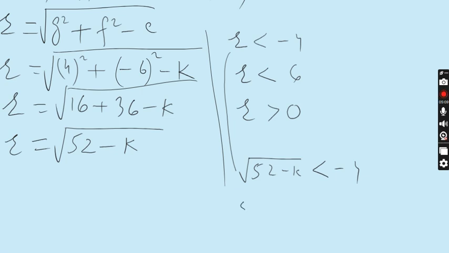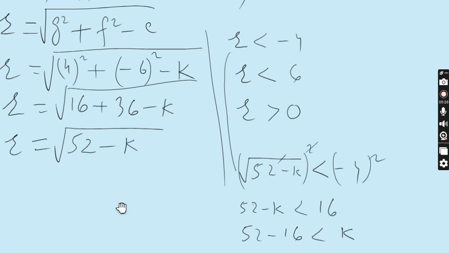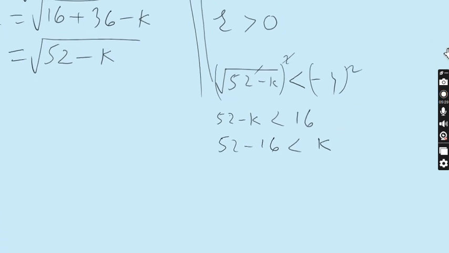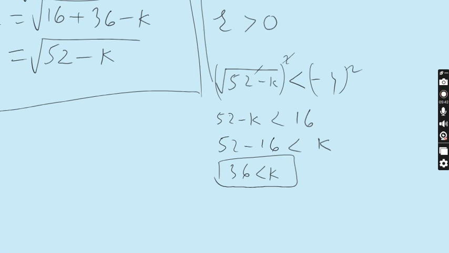Squaring on both sides, the square and root cancel. 52 minus k is less than 16. 52 minus 16 is less than k. 52 minus 16 is 36, less than k. So the first inequality is k is greater than 36. Now see the second.